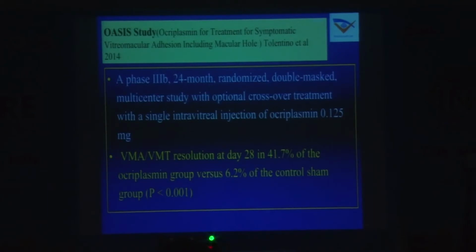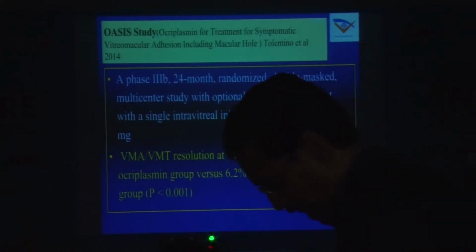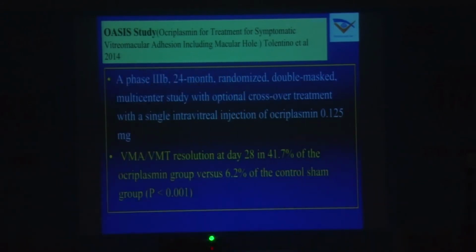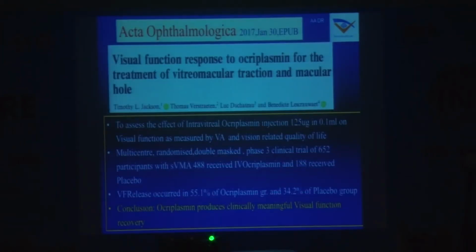Then came the OASIS study, which was an Ocriplasmin treatment for symptomatic vitreomacular traction, including macular hole, a phase 3B trial, where they showed that vitreomacular adhesion or traction resolved in 28 days in about 41.7% of cases, while in the placebo group the effect was in about 6% of cases. So the overall effectiveness is between 28 to 33% of cases where Ocriplasmin is effective.